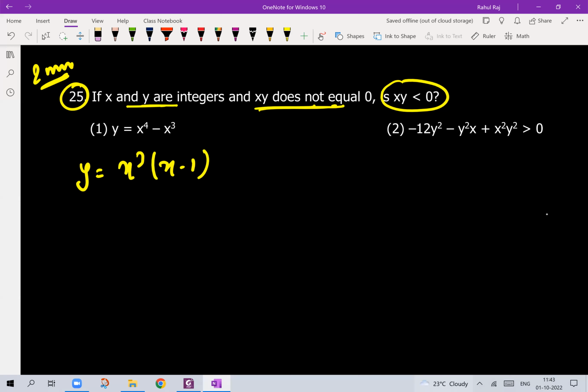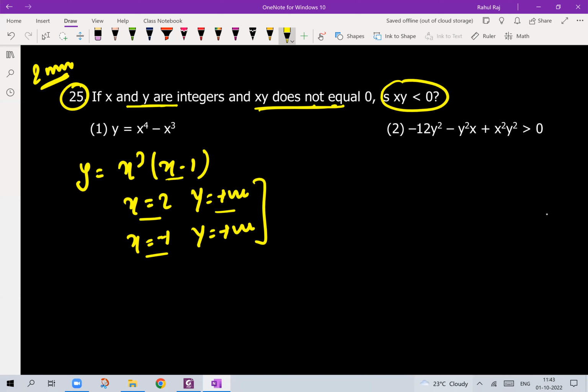But now if you know that y is equal to x cube into x minus 1, it's all up to you. Think of the value of x and see what is the value of y. Imagine if I take x is equal to 2, I don't have to care about the y value, but can I say y is 100% positive? Yes. If I take x is equal to -1, can I still say y is 100% positive? Check. Yes. -1 into -2, here y is positive. So x and y could be of the same sign or of opposite sign, not sufficient.